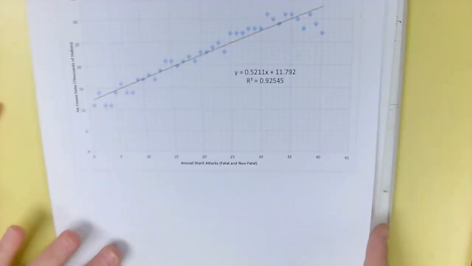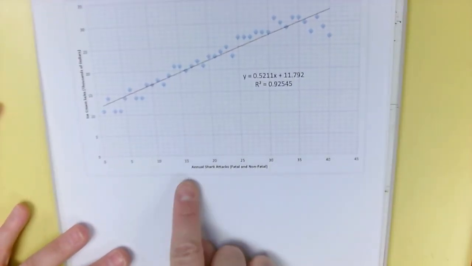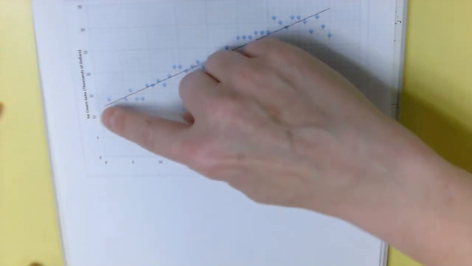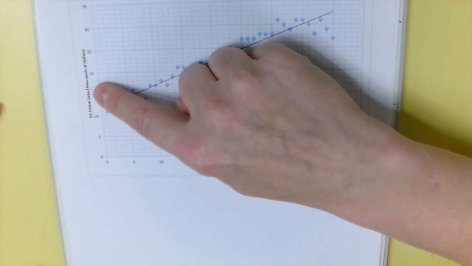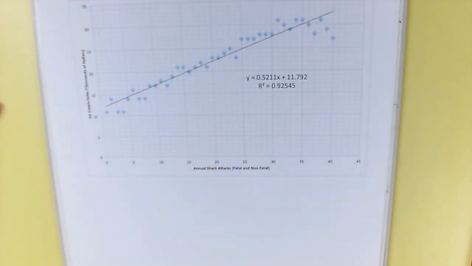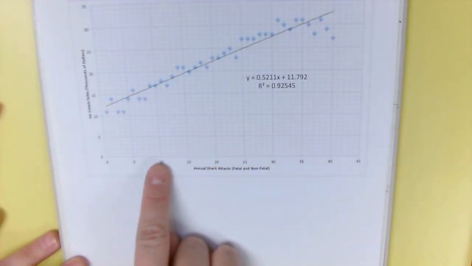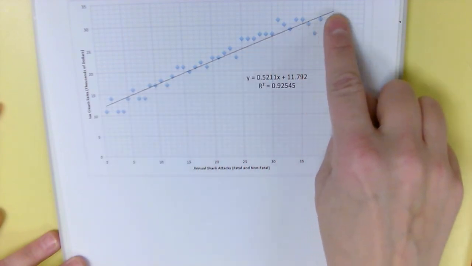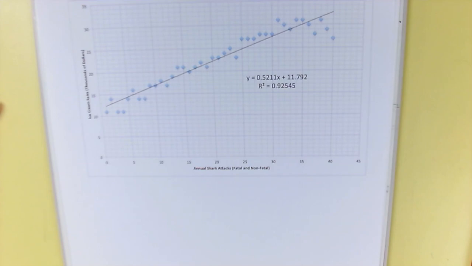All right, here's a great graph. This is the annual number of shark attacks, both fatal and non-fatal, and this is ice cream sales in thousands of dollars. So according to this graph, as the number of shark attacks increases, ice cream sales increase. Yes, I know, very in-depth there.